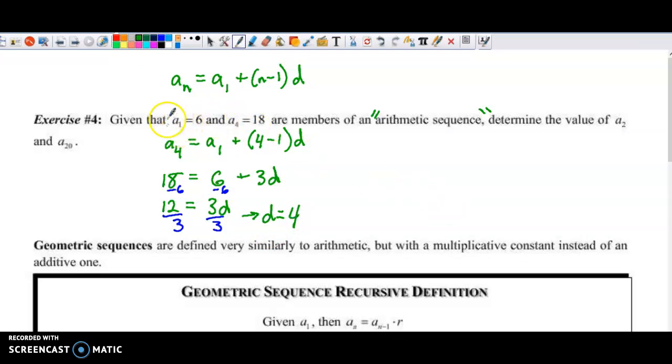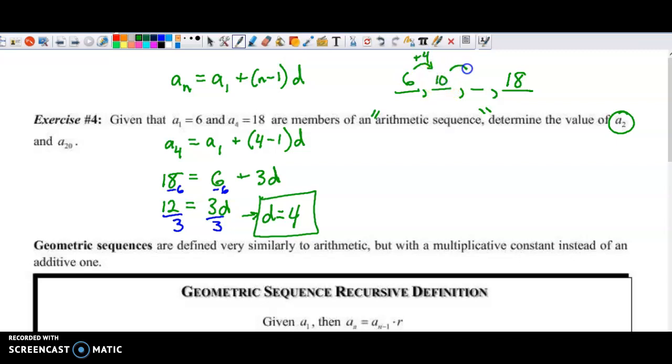So if you rewrite this pattern, I'll just write it up here. We know the first term is 6. We know the fourth term is 18. And when they ask you for the second term, you could just notice that my common difference is plus 4 each time. So that's 10. This is 14. How do I know I'm right? Well, 14 plus 4 is 18. So that's one way that you could answer a few of these questions.